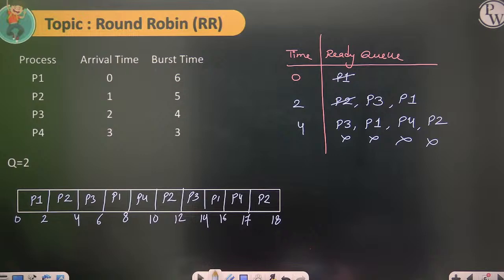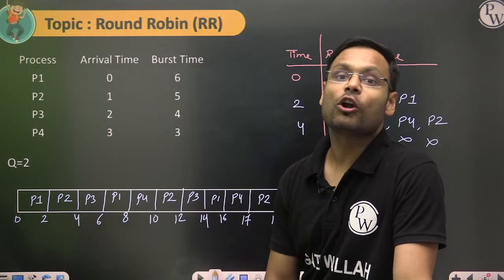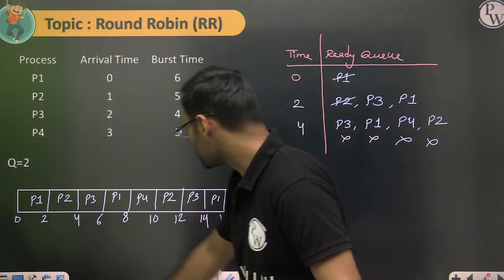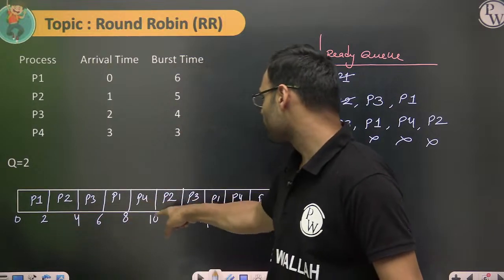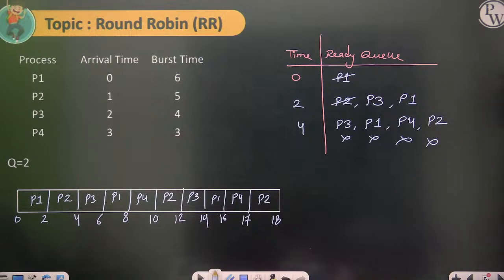Here context switch will be so many. As compared to any other algorithm, you will be having a lot of context switches. How many switches? 1, 2, 3, 4, 5, 6, 7, 8, 9 context switches occurred over here.